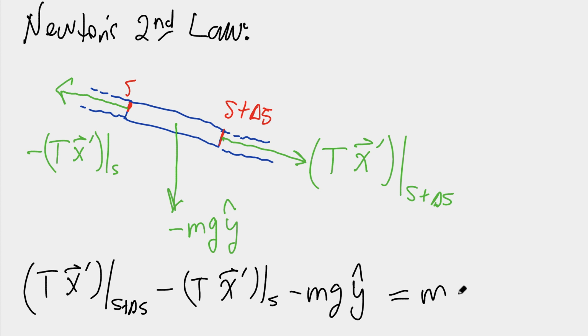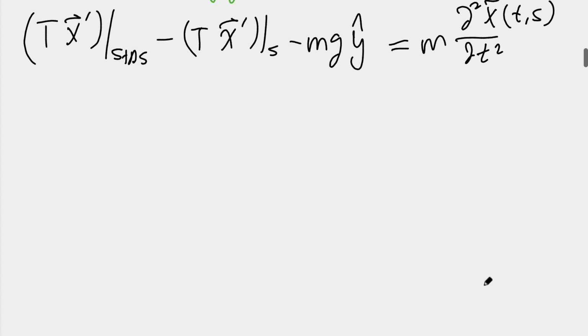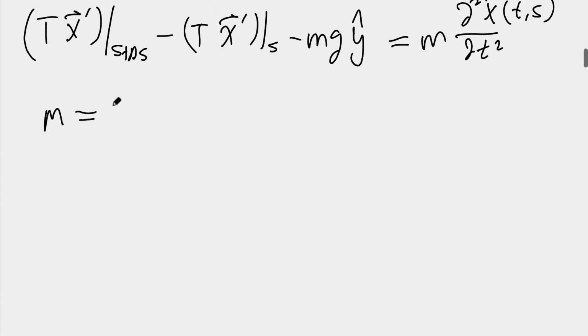times the acceleration. The acceleration is just the second time derivative of the position vector. Strictly speaking, this should be evaluated at the center of mass of the segment, but it doesn't matter because I'm about to take the limit as delta s goes to 0, so we'll just let this be evaluated at t and s. Now the mass of the segment can be written as the mass per unit length, which we'll call lambda, times the length of the segment, which is delta s. So here we're denoting by lambda the mass per unit length.